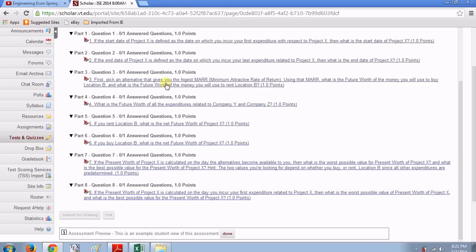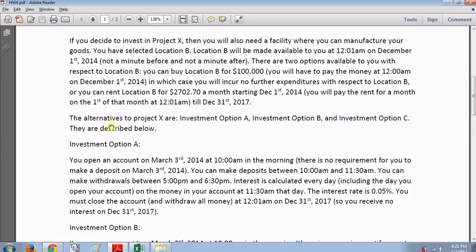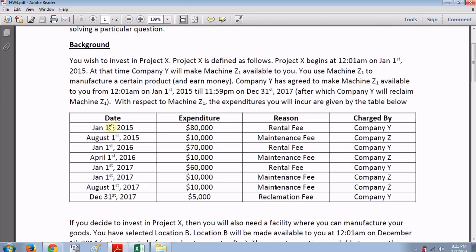So this is nice. That is just location B. I'm not concerned about anything else. The next question, what is the future worth of all expenditures related to Company Y and Company Z? Oh, okay, what's Company Y and Company Z? Let's just go back to the question. Oh, here we go. So this is the expenditures. This table gives you all the expenditures related to Company Y and Company Z.